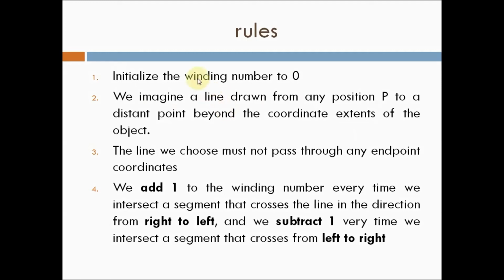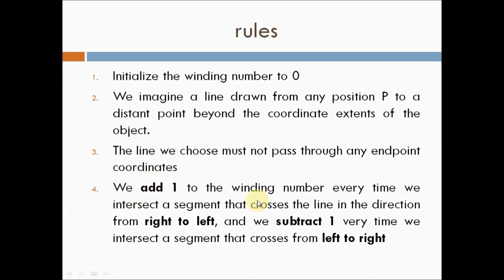The same thing here. Here also we imagine a line drawn from any position of the polygon, that is going to extend beyond the boundary of the polygon and move outside the polygon. And in the same way as the even-odd rule, here also you have to remember that when you draw the line from any point, we should not choose any vertices. Endpoint coordinate means you should not choose any vertices. That is important.